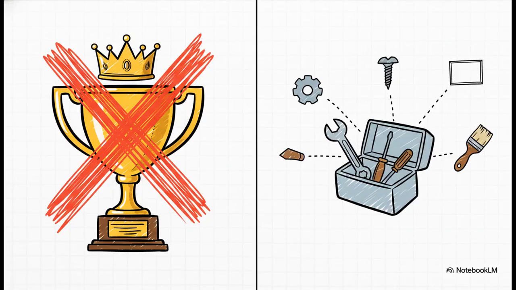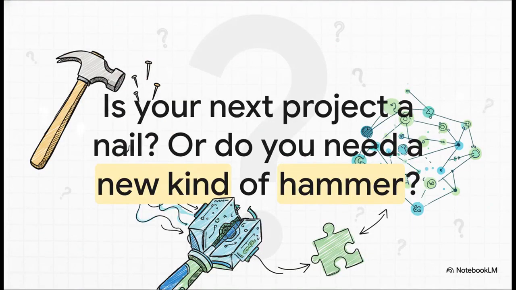So the big takeaway here is simple. The era of just picking the single best model for everything, it's over. A hybrid approach, where we use a cheap model for 90% of the work and reserve the powerful reasoning model for that 10% that truly needs it, is both way more effective and far, far more economical. So as you head back to your desks and start scoping your next feature, ask yourself this question: are you just hammering in another nail? Or is this the moment you finally need a new kind of hammer? Because choosing the right tool is now the most important part of our job.